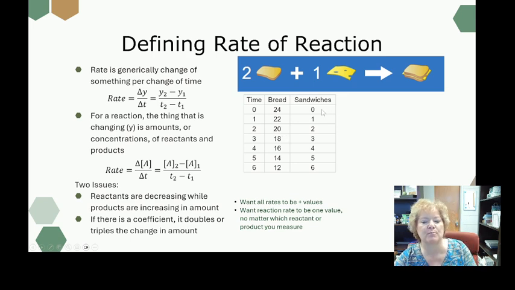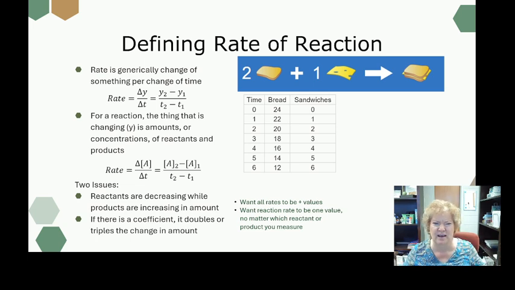But if I were to look at the production rate of the sandwiches, it's 2 minus 0 over 2 minus 0, and it's a positive 1. So one of the issues we have with defining rates of reaction is that I want to have one rate of reaction. It shouldn't matter whether I'm looking at how many sandwiches are made or how many pieces of bread were used up. They're in the same reaction. There should only be one rate of reaction. So I mean per reaction.